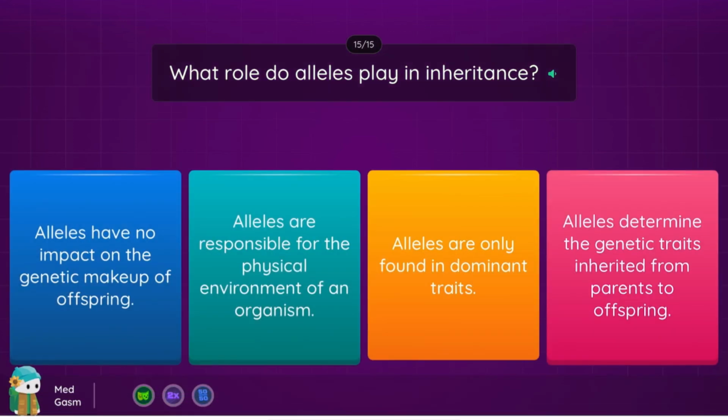Question. What role do alleles play in inheritance? Option 1. Alleles have no impact on the genetic makeup of offspring. Option 2. Alleles are responsible for the physical environment of an organism.